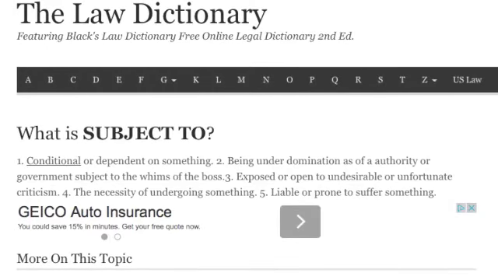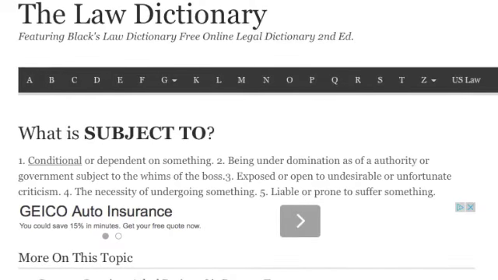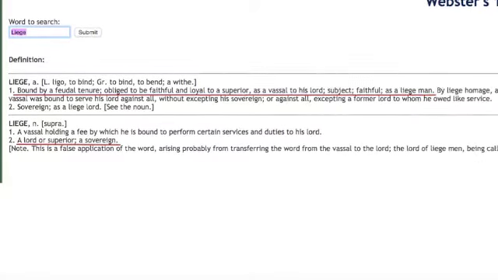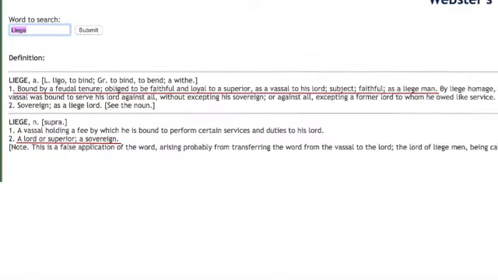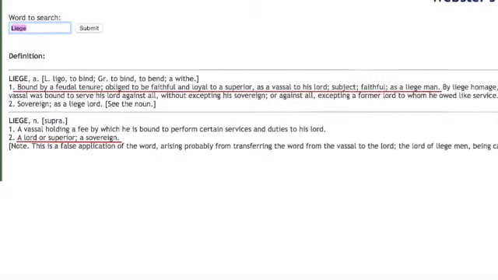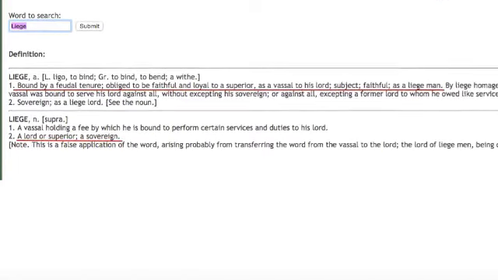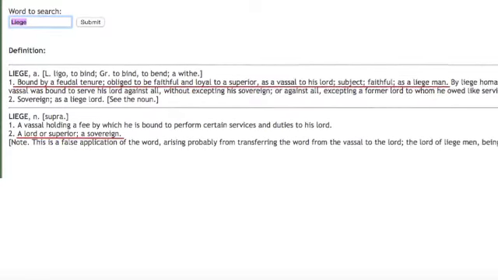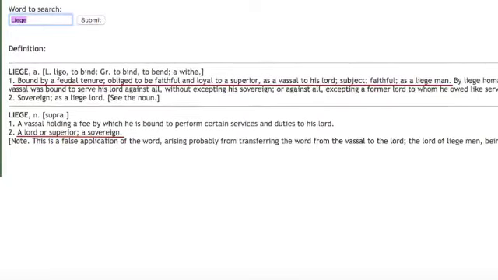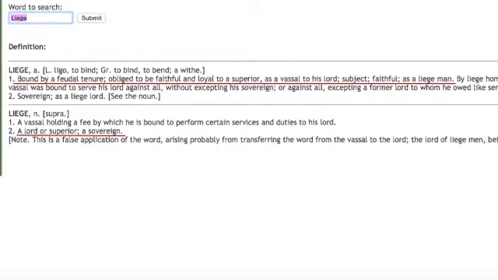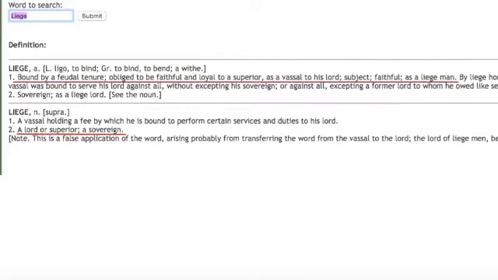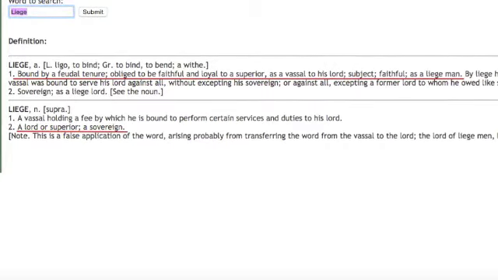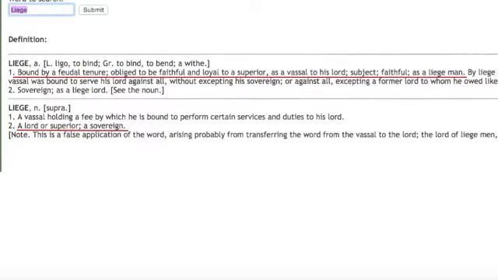Now let's break down this word allegiance. Okay, we're going to use some etymology. And we all know what all means. So you pledge allegiance. That means you pledge all to your liege. And here's the definition of liege. Bound by a feudal tenure, obligated to be faithful and loyal to a superior, as a vassal to his lord. Subject, faithful, as a liege man. Liege is a noun: a lord or superior, a sovereign.